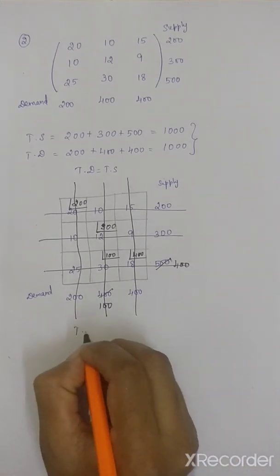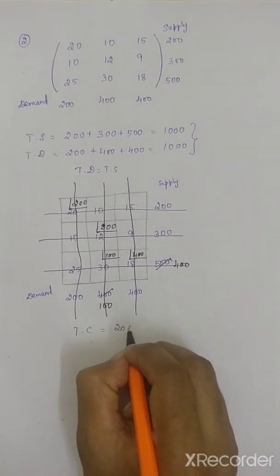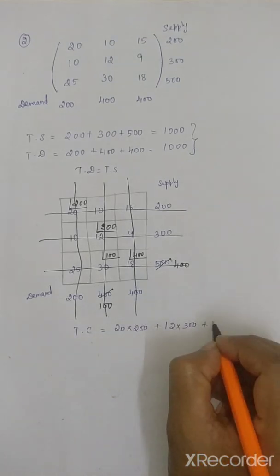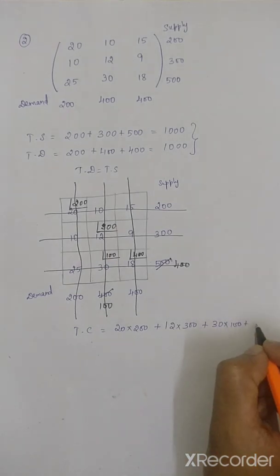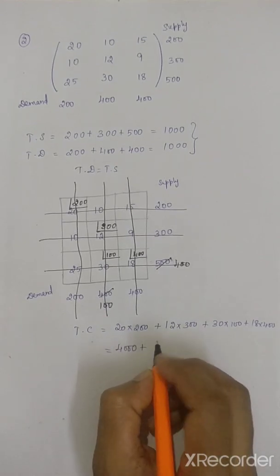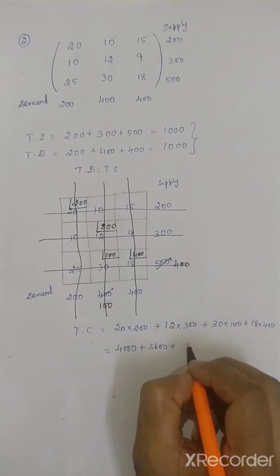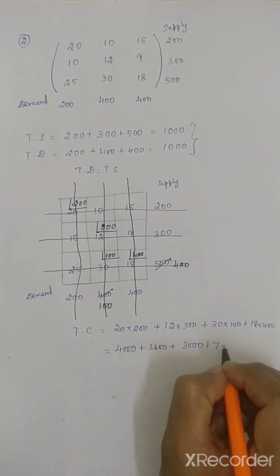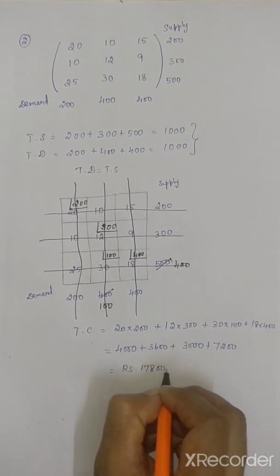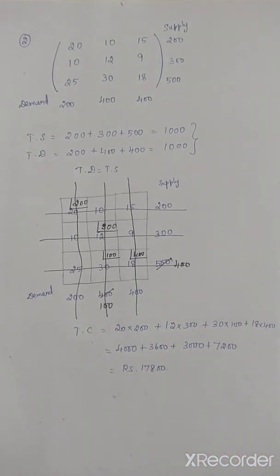So the total transportation cost is 20 into 200 plus 12 into 300 plus 30 into 100 plus 18 into 400, that is equal to 4000 plus 3600 plus 3000 plus 7200, that is equal to rupees 17,800. So the final transportation cost is rupees 17,800. Finally you have to write the optimal solution also like the previous problem.